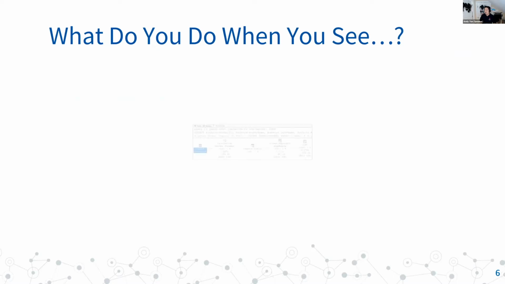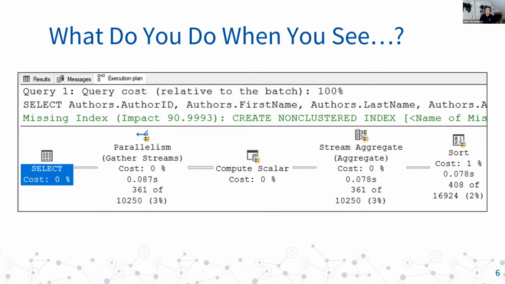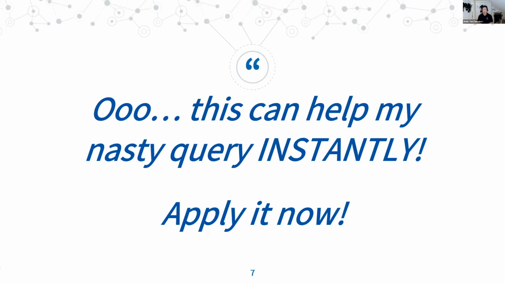So start thinking to yourself, how do you react when you see something like this? Some of us have different types of reactions, and I had a different type of reaction whenever I saw a missing index recommendation at different points in my career. Early on, I'm like, oh, hey, a missing index recommendation. This is great. The optimizer is going to help me out. I'm going to apply this now.